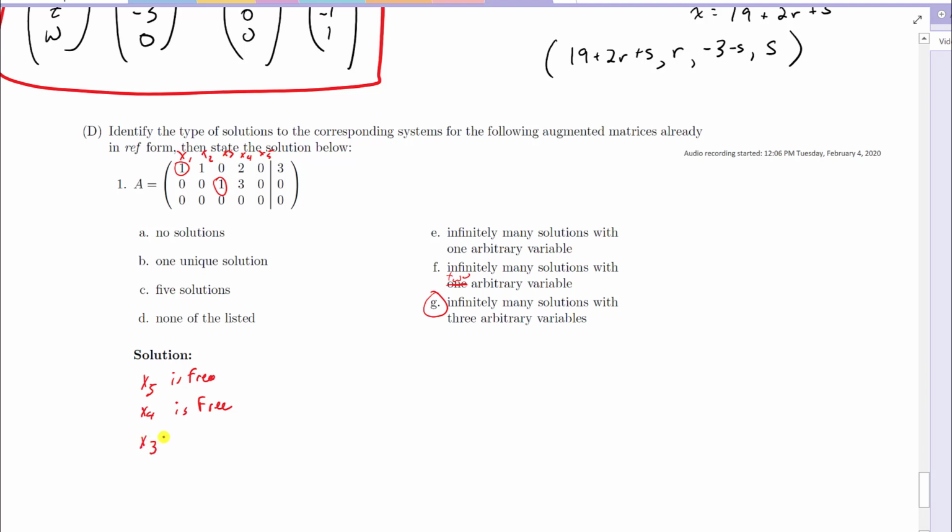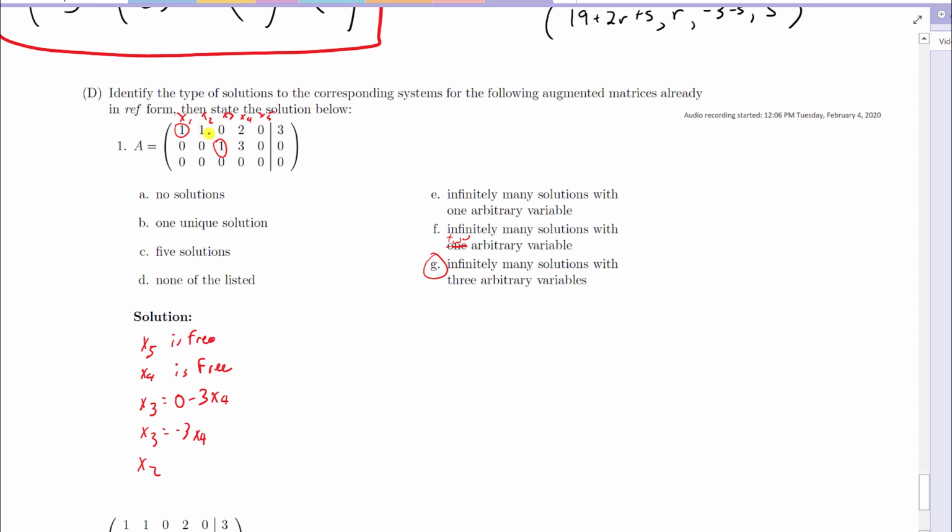We get that x3 is equal to 0 minus 3x4, that x3 is equal to minus 3x4. Continuing on, x2 does not have a pivot position, so x2 is free. And finally, we see that x1 is equal to 3 minus x2 minus 2x4. Okay, so let's go ahead and let x2 equal r. Sorry, x3 wasn't a free variable. So we've got x2 is free, x4 is free. So we could let x4 be s, and then we could let x5, which is also free, be the variable t.